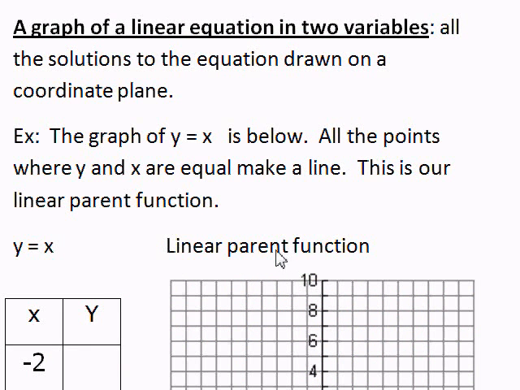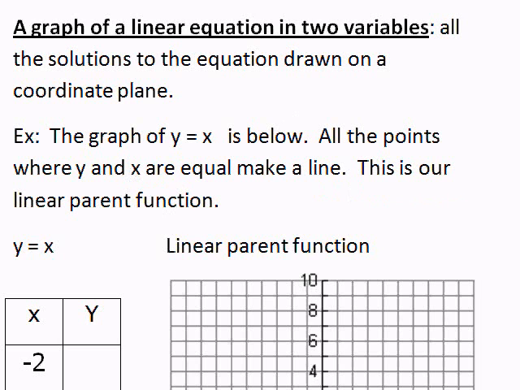Now let's take a look at a graph of a linear equation in two variables. Again, the key words are graph, meaning we're going to have a Cartesian coordinate system, or the coordinate plane, of a linear equation, meaning our equation is going to create a line, two variables, meaning we're going to have an x and a y. A graph of a linear equation in two variables are all the solutions to the equation drawn on a coordinate plane. Again, it's going to create a line.